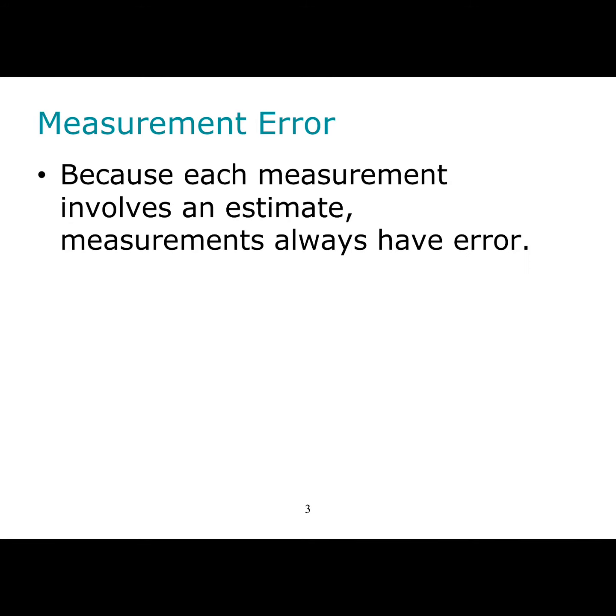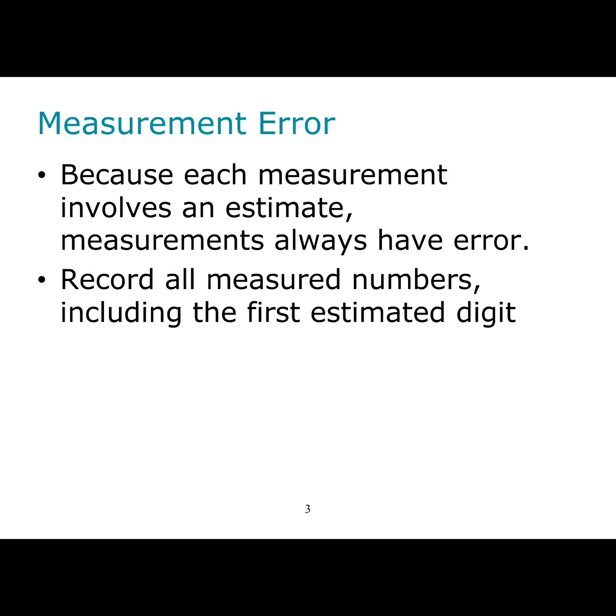So, for example, because each measurement involves an estimate, the measurement always has an error. In other words, when a scientist takes a measurement, there is some human error involved. I'll give you an example. We'll talk a little bit about that in a few minutes.